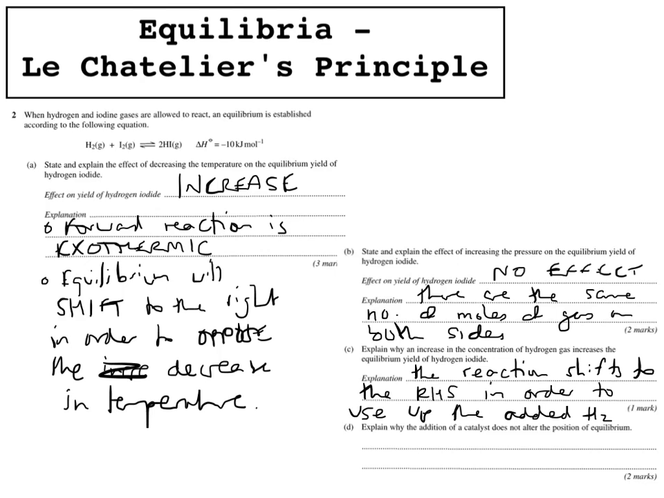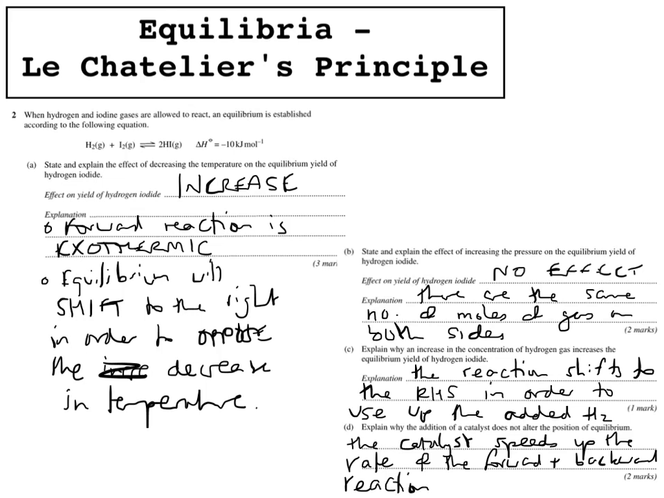And then it asks you to explain why the addition of a catalyst does not alter the position of equilibrium. And here you have to say that the catalyst speeds up the rate of the forward and backward reaction by the same amount. And that you get your 2 marks. The first mark is saying the catalyst speeds up the rate of the forward and backward reaction, and then the second mark is saying that it's by the same amount each time.